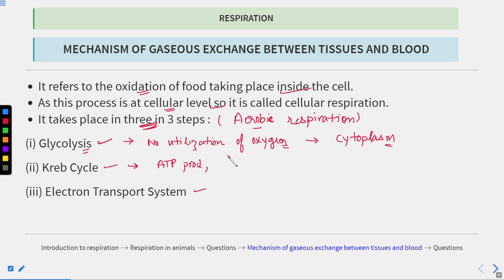Now the Krebs cycle is involved in energy production, meaning ATP production. What is the site of the Krebs cycle? It takes place in the mitochondria. Okay, this is the site for the Krebs cycle. Now, the electron transport chain takes place in the mitochondrial membrane. So all the electron acceptors and the electron carriers are present in the membrane. Okay, clear?